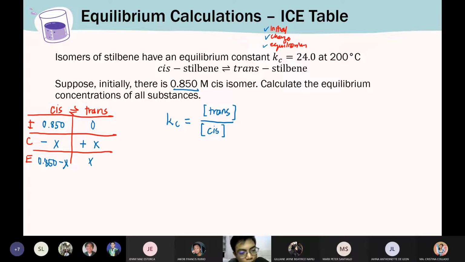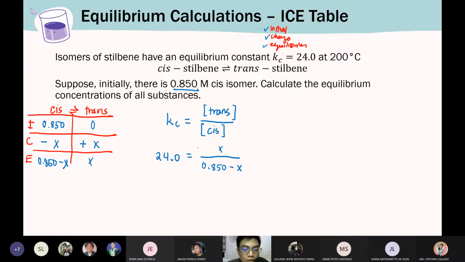So, these two equilibrium expressions, we need to place them here. Okay? So, plug in natin doon. Even the equilibrium constant K, plug in na natin. So, that will be 24.0. Okay? And then, for the trans, that's X. For the cis, that is 0.850 minus X.